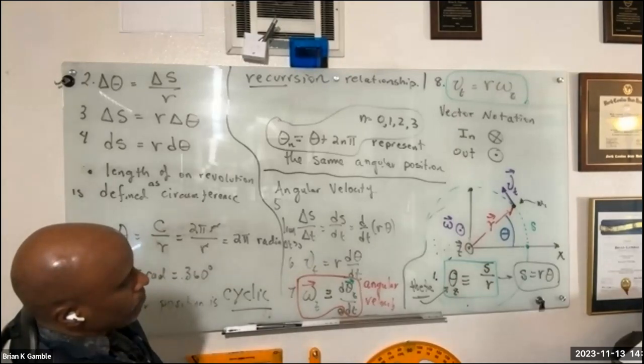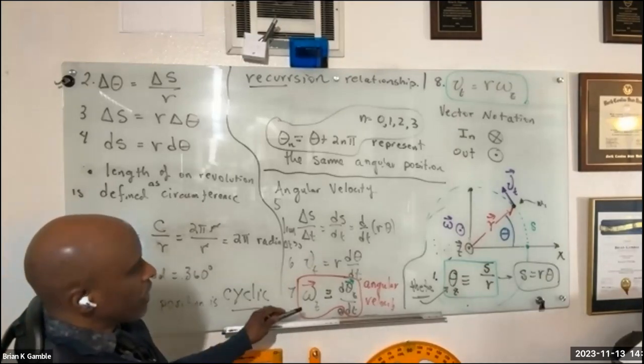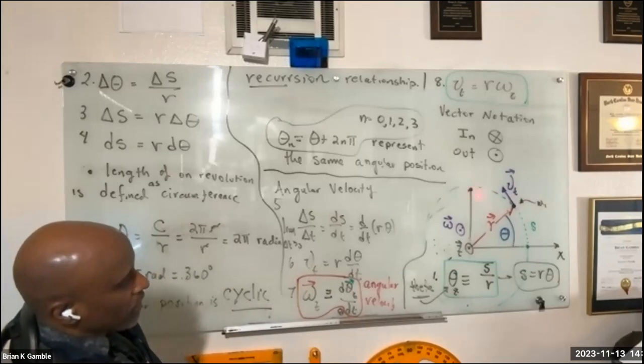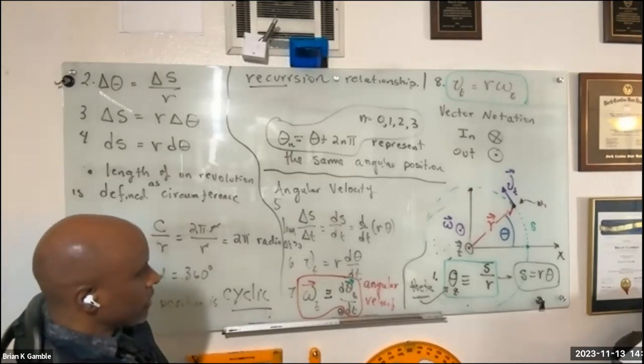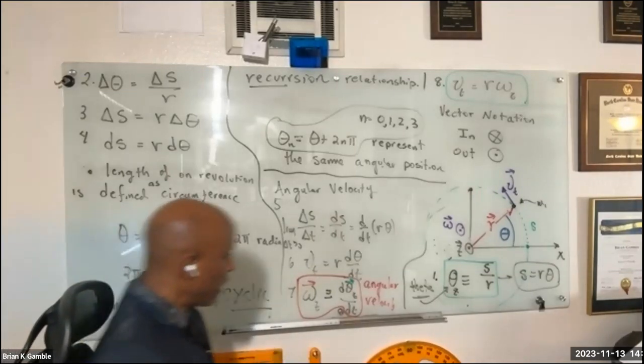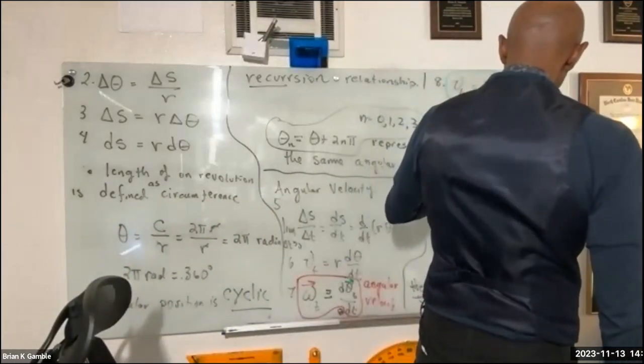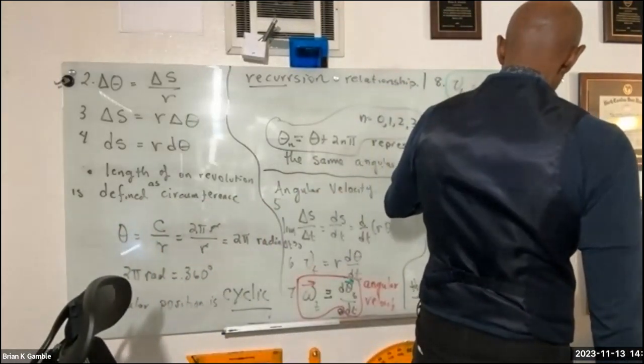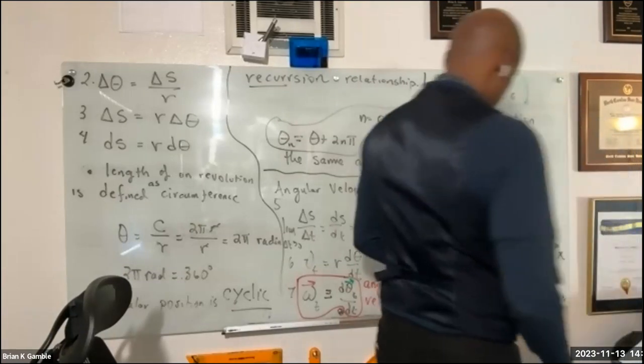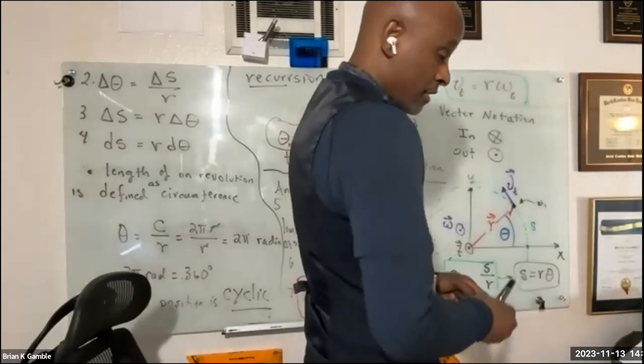Now, the fact that the rotation is happening in the xy plane absolutely dictates that the angular velocity will be either along the z-axis, the positive z-axis, or the negative z-axis.